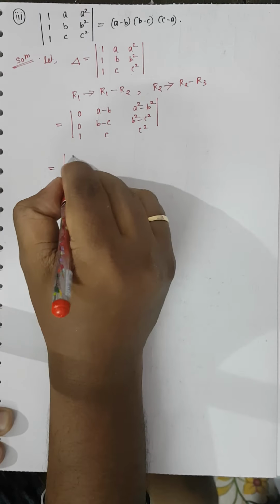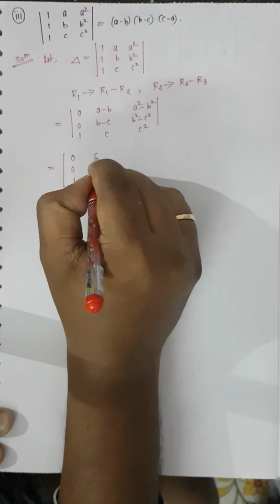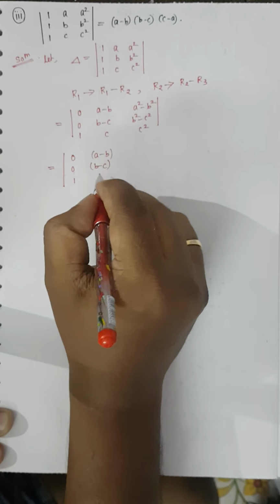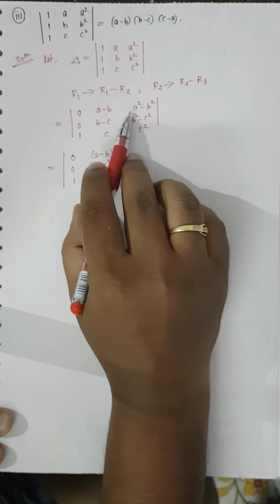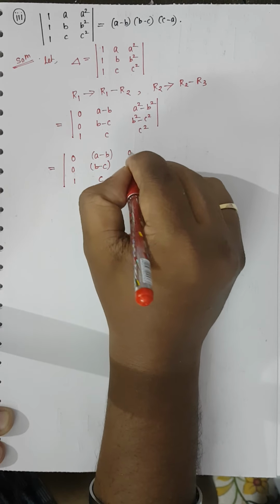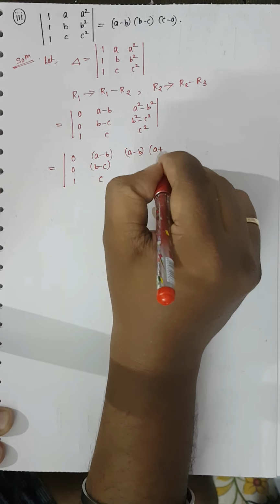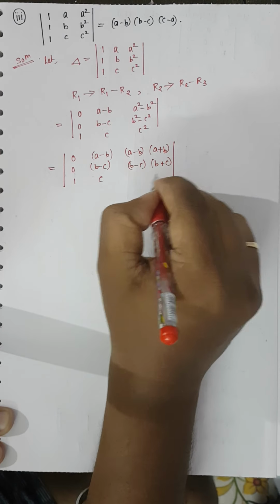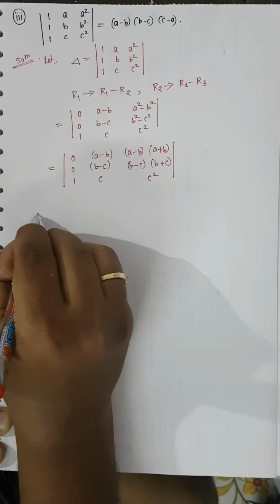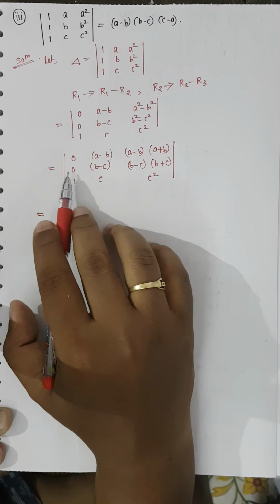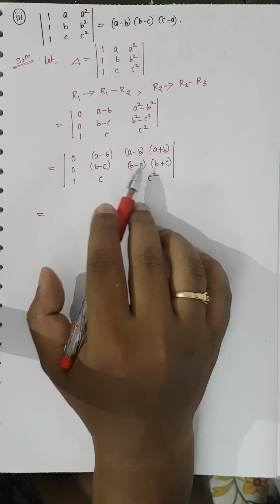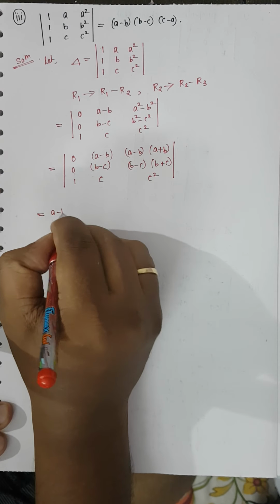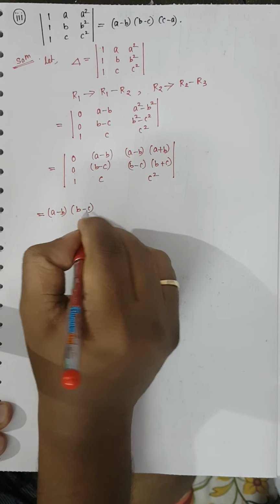If you notice, I'll get 0 0 1, a minus b, b minus c, a minus b, b minus c, c. And if I factorize this, I will get a minus b into a plus b. Similarly b minus c into b plus c, and it is c square. From row 1 and row 2, I can take the factors a minus b and b minus c common. So it is a minus b multiplied by b minus c.